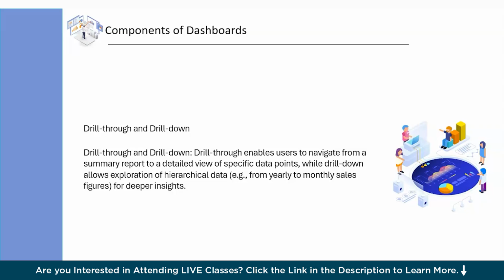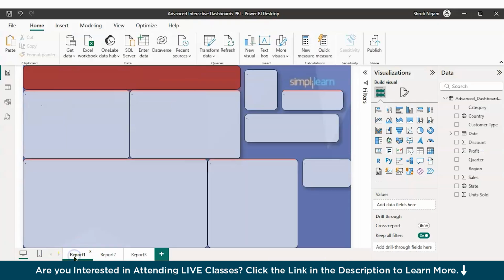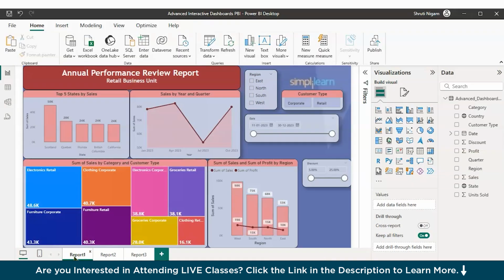Let's move forward with other components of the dashboard, that is drill through and drill down. First, we'll go to drill through. Drill through here enables users to navigate from a summary report to a detailed view of a specific data point. So let's set up a drill through from report 1 to report 2.